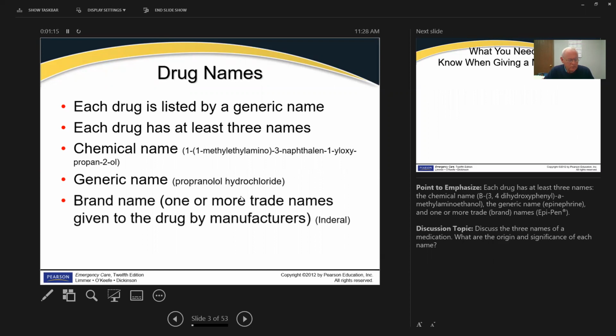And then there's the brand name that the manufacturer gives it, and in this case, Inderal. So if you have a prescription for this, it might say propranolol as a generic name on the bottle, but a lot of people call it Inderal. So different names for drugs, okay?